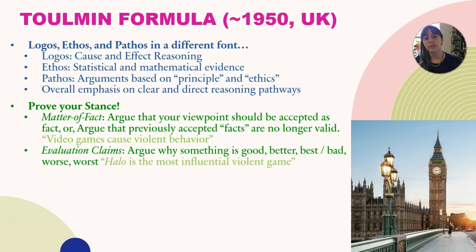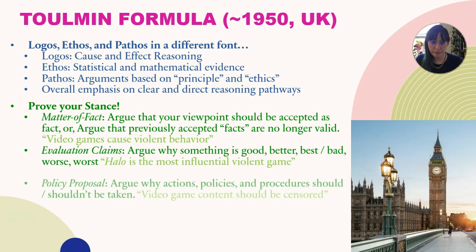Also, the Toulmin formula includes evaluation claims, often ranking, so what's good, better, best, what's bad, worse, worst. That type of thing. So an example of that, we might see a claim for a paragraph that says Halo is the most influential violent video game. So again, it's saying it kind of like a fact, and it's emphasizing the superlatives here.